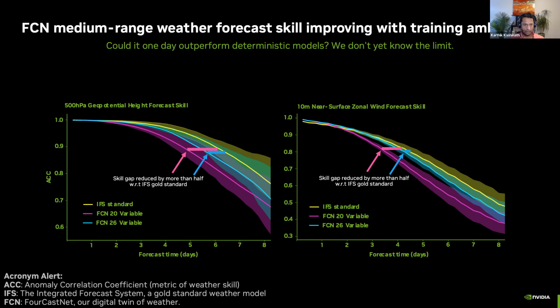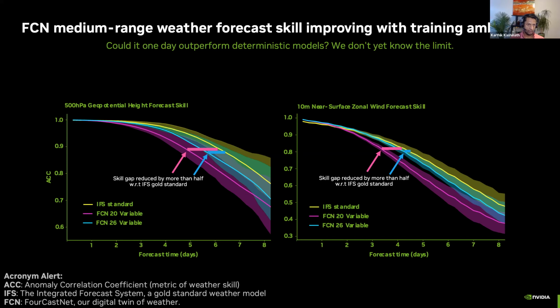On the x-axis is forecast lead time, and there are three different curves here, and I'll walk you through each of them. The first is the IFS, which is sort of the gold standard in global high resolution weather forecasting, which is the yellow line. An ACC of 1 is a perfect skill, and as you might expect, with increasing lead time, the ACC drops up to about 0.8 in about a week.